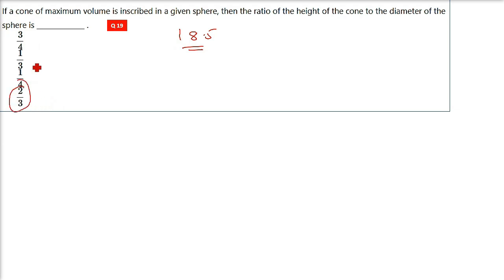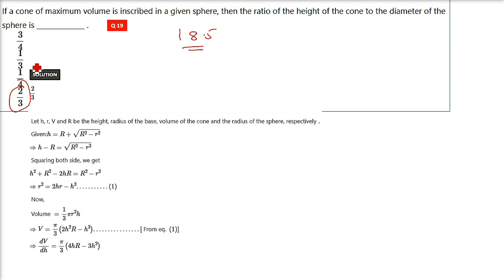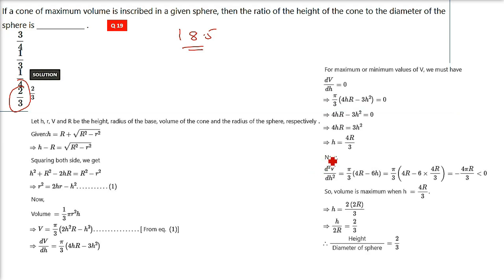You already know the ratio of the height of the cone to the diameter, h divided by d of the sphere, is this one. So how to do this? This is in front of you. Answer is 2 by 3. If you are not able to get this, you have to go back and see the question where we have solved it in its entirety at the 18.5 exercise when we completed this exercise.